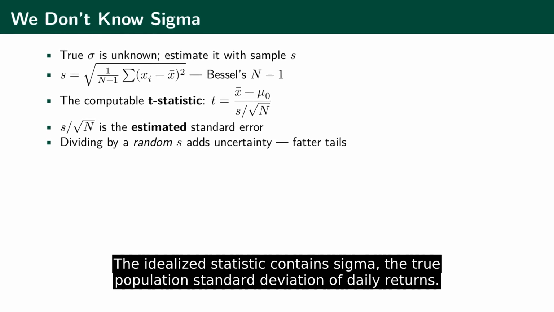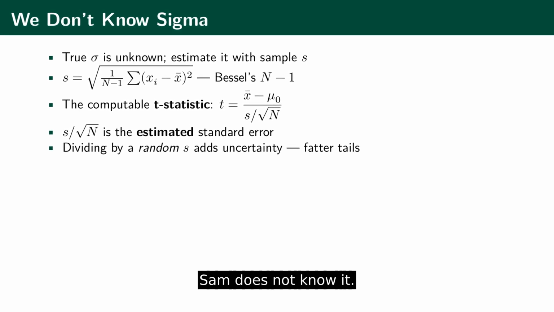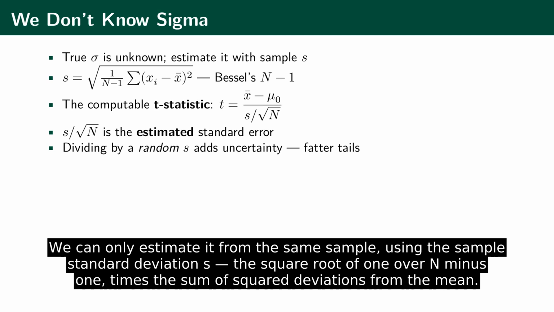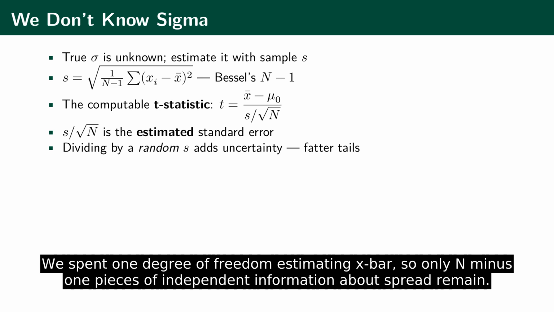The idealized statistic contains sigma, the true population standard deviation of daily returns. Sam does not know it. Nobody ever does. We can only estimate it from the same sample, using the sample standard deviation s, the square root of 1 over n minus 1, times the sum of squared deviations from the mean. The divisor is n minus 1, not n, the Bessel correction from chapter 1.3, which makes s squared an unbiased estimator of sigma squared. We spent 1 degree of freedom estimating x bar, so only n minus 1 pieces of independent information about spread remain.